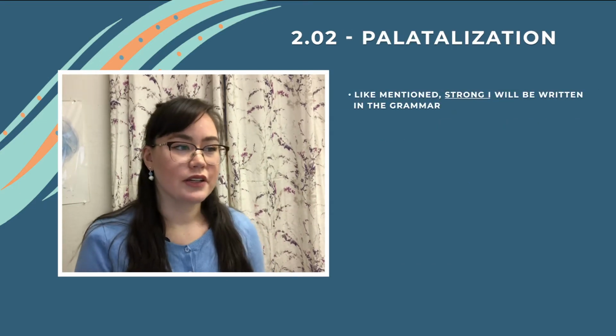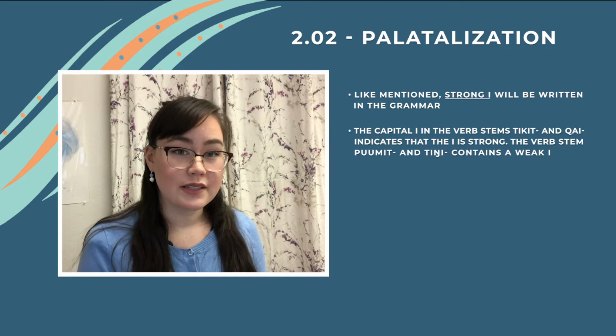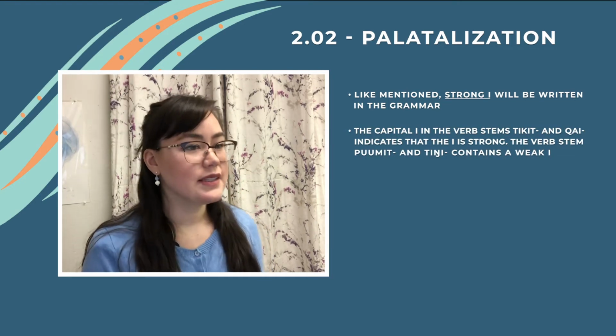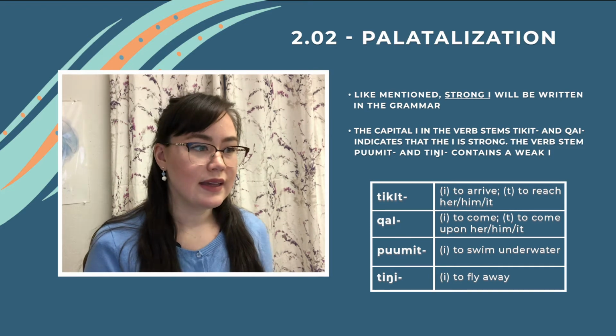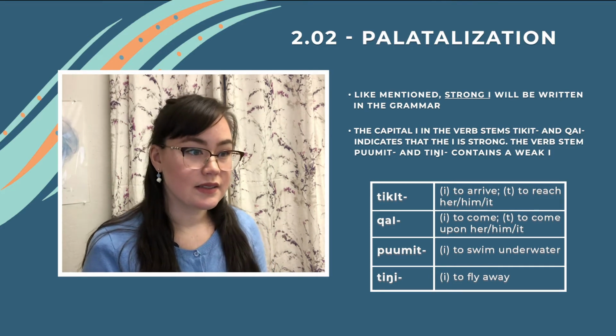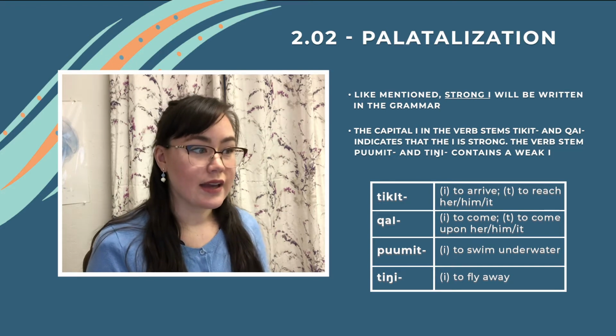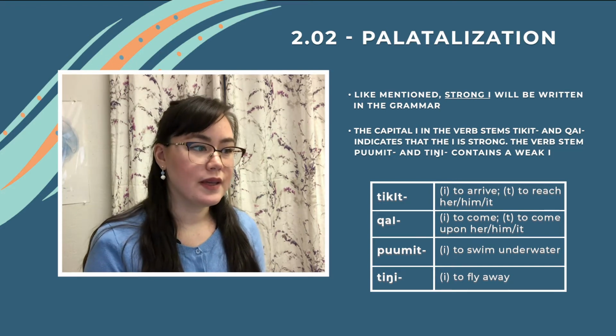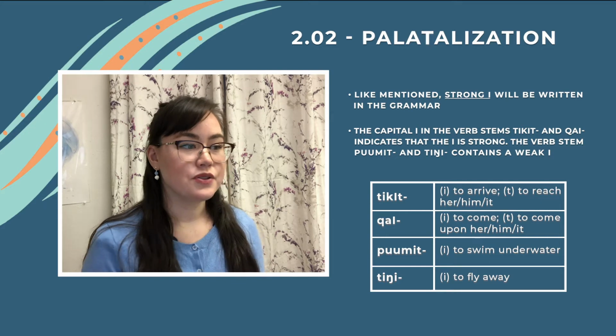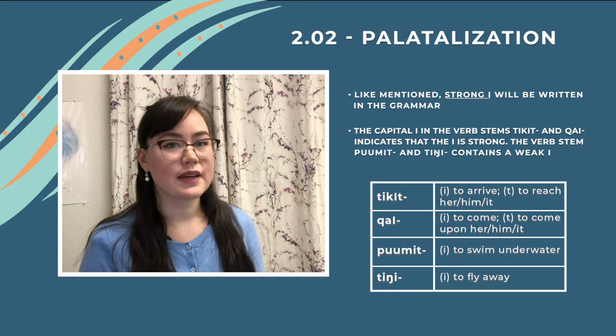So like I mentioned earlier, strong I will be written in the grammar. And if you look at these examples, the capital I in the verbs tikit, to arrive, and kai, to come, indicate that the I is strong. The verbs tempumit and tingi do not have a strong I, so those are weak i's.